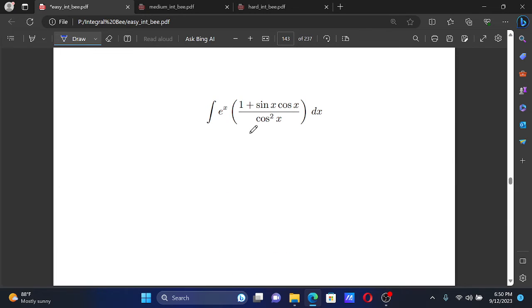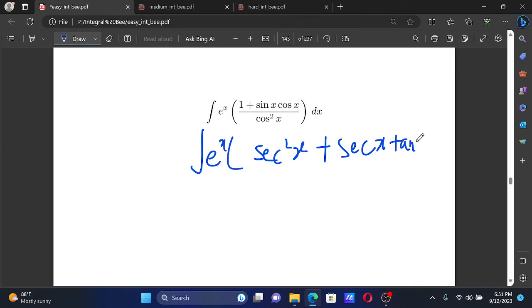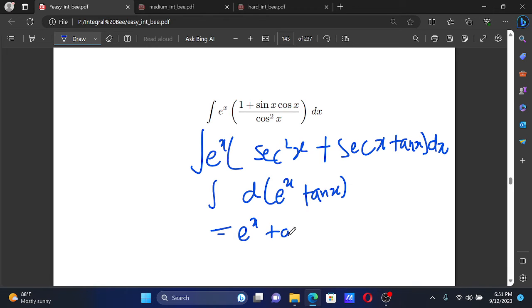For this problem, what we can do is we can just first try to divide the numerator. So that gives us sec square x plus sec x tan x dx. Now you can notice that this is just the derivative of e to the power x tan x. Yeah, this is just the derivative of e to the power x tan x. So the answer would be e to the power x tan x plus c.